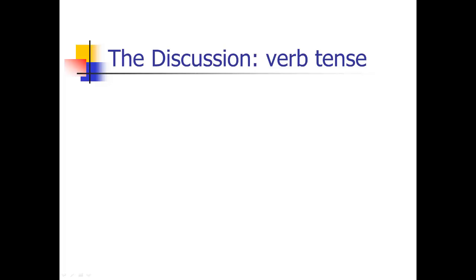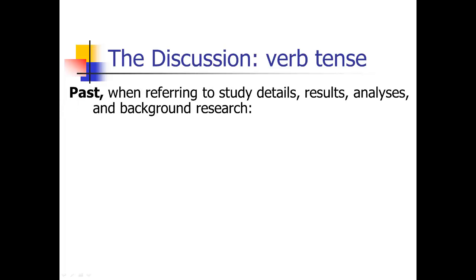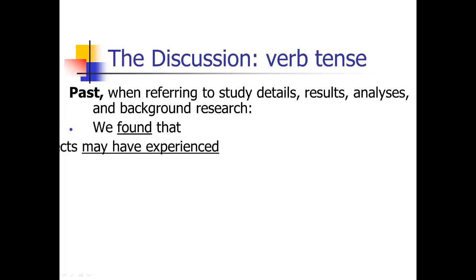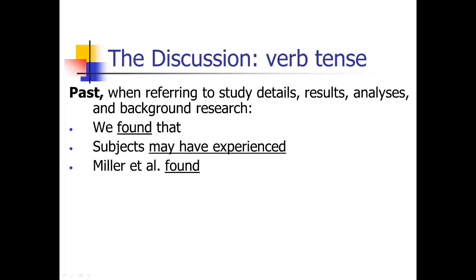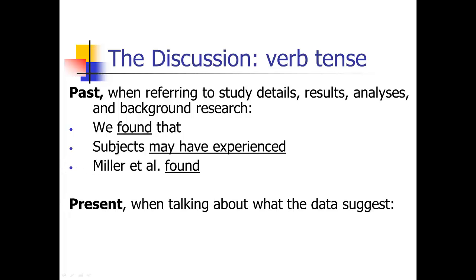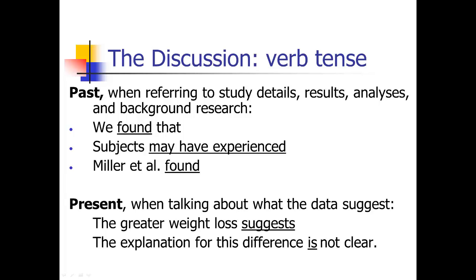In terms of verb tense in the discussion section, first of all, your verbs should be in the active voice for sure. And then similar to the methods, results and introduction sections, you're going to use the past tense when you're referring to things that have already been completed. Those are study details, results, analyses, because you've already completed the analyses, and other people's work. So: we found that, subjects may have experienced, Miller et al. found. But you're going to use the present tense when talking about what the data suggest, because the data are still suggesting that. The greater weight loss suggests. The explanation for this difference is not clear. Potential explanations include.